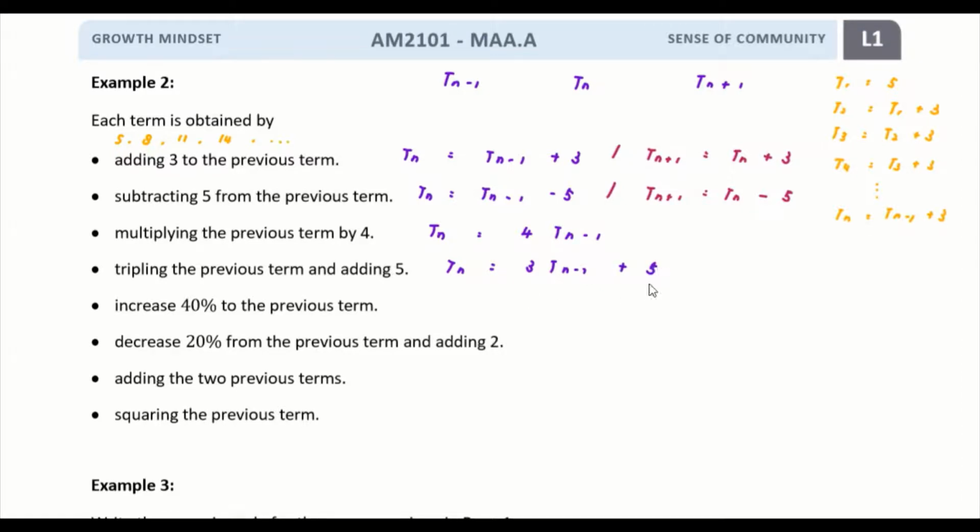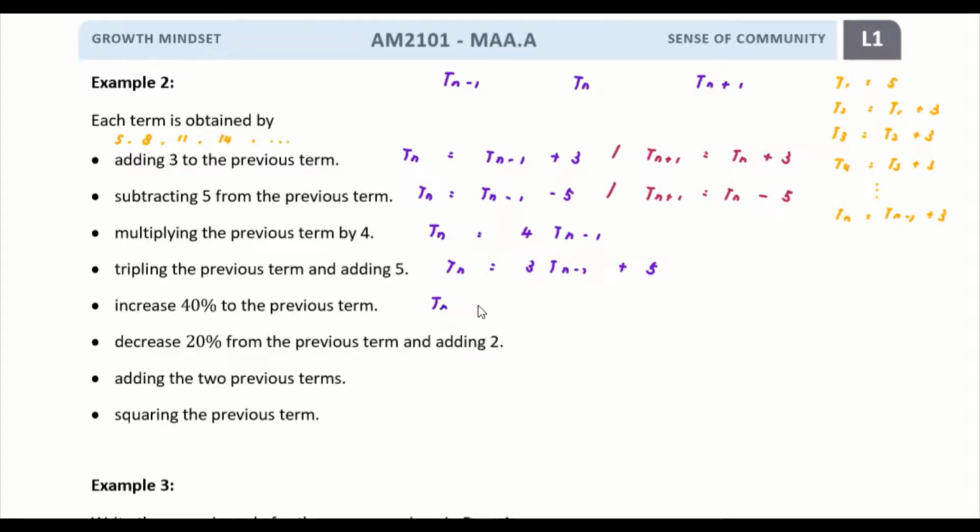Okay, so in this case, it's okay if you are not putting in any bracket, because we know that multiplication and division come before addition and subtraction, right? So when you look at this, the person should understand that you need to times 3 first, then only plus 5. Okay, then increasing 40% to a previous term. So how are we going to do this? 40%, when we write in decimal, will be 0.4. So it's like increase 0.4 to a previous term. 100% is your original, right? So increase 40%, which means 100% plus 40%, that's going to give us 140%.